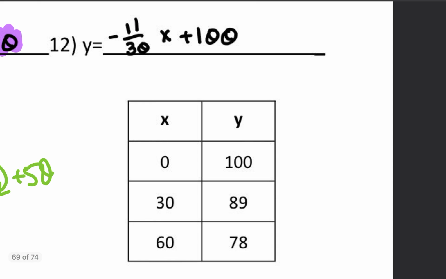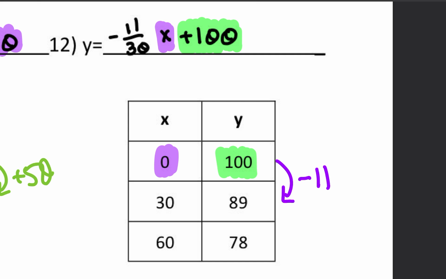Number 12, we start with times 0, so that's why it's just an x. This y is 100, aka our y-intercept. Please don't forget to write plus 100. As we go down our y side, we are subtracting 11, so that's why we got the minus 11 here. But on our x side, we are adding by 30, so that's why it's a positive 30 at the bottom of our fraction slope.